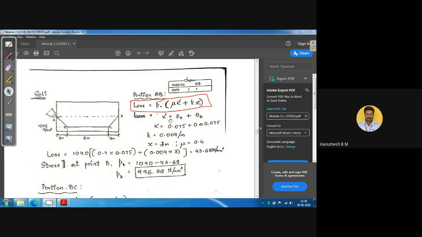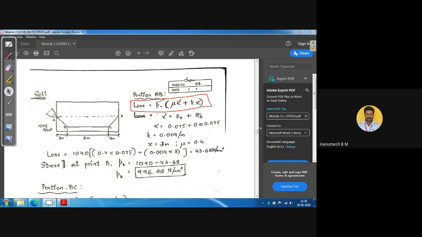Now I shall take up the problem. First consider the portion AB. We have the equation loss is equal to P naught into mu alpha plus Kx. Now alpha is equal to, since it is linearly varying, theta A plus theta B. Theta B is 0. Theta A is the tangent value of 0.075, as mentioned in the problem. Hence, this theta A is equal to 0.075. Theta B, here the cable is straight. There is no inclination of the cable at B point with the horizontal.